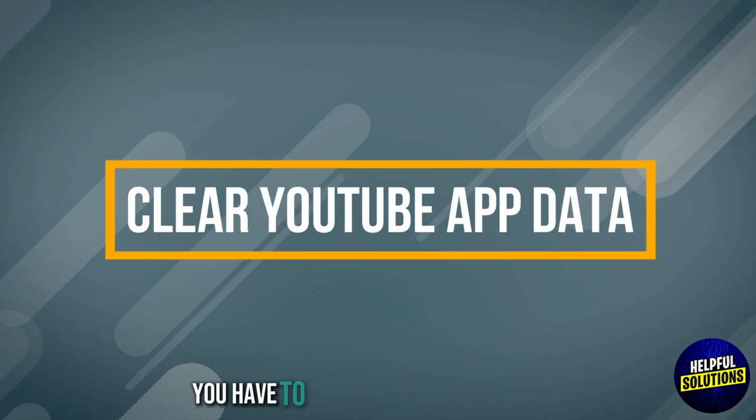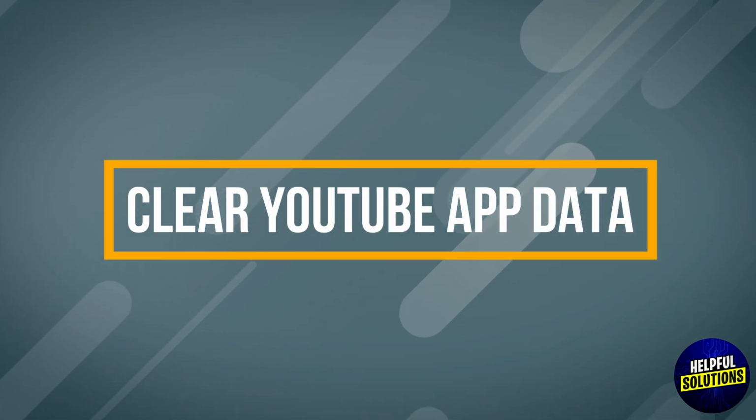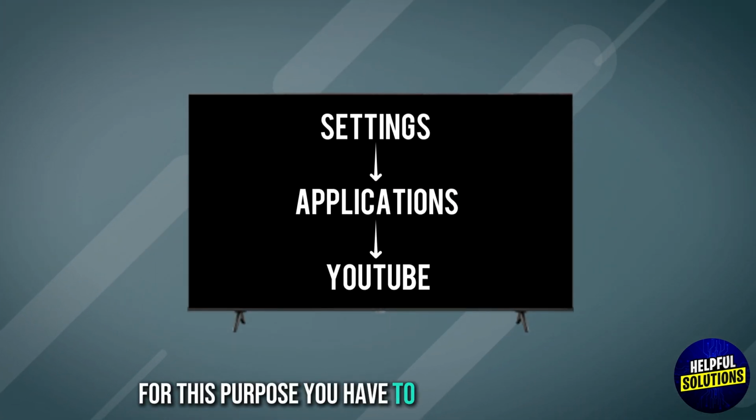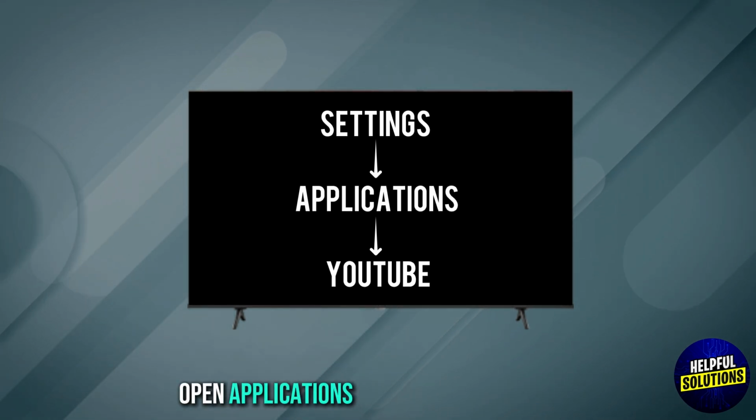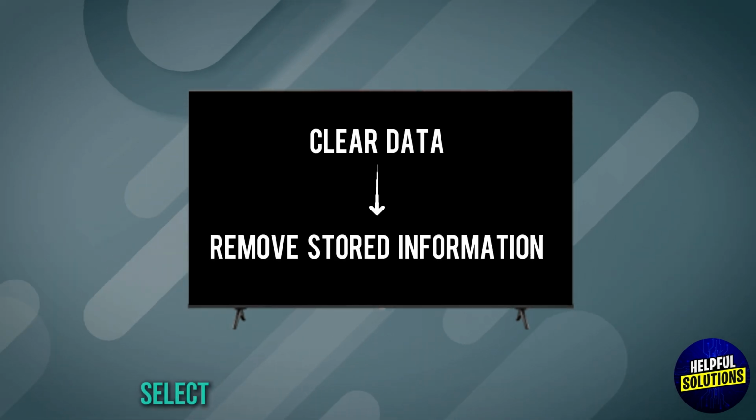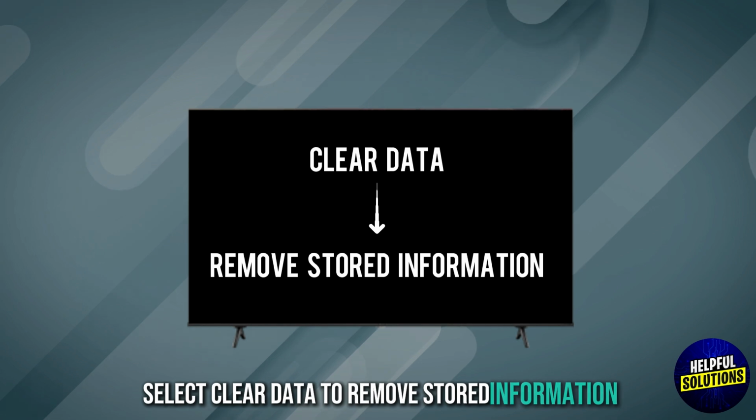The first step you have to do, clear YouTube app data. For this purpose, you have to navigate to Settings, open Applications and then open YouTube. Select Clear Data to remove stored information.